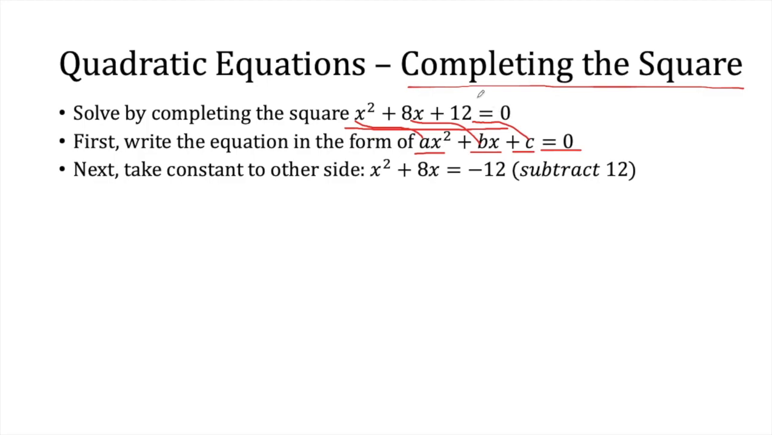So the next step is to take this constant term of 12 to the other side of the equation. That is, we subtract 12 on both sides. This is an extremely important step, and you will see why in the next couple of slides.